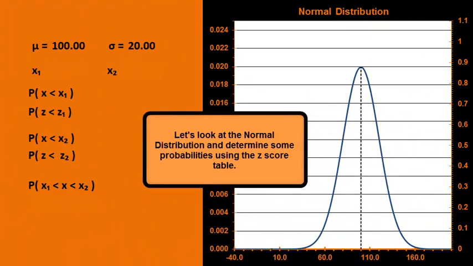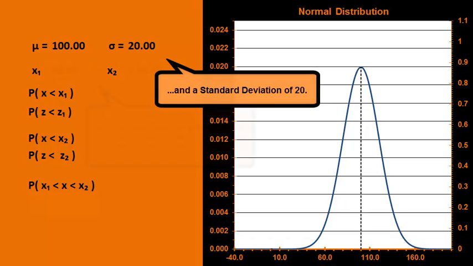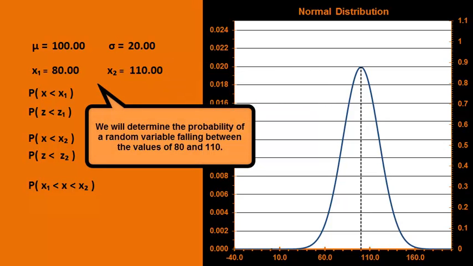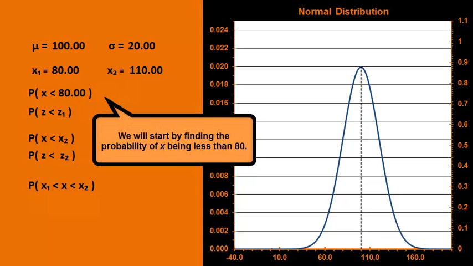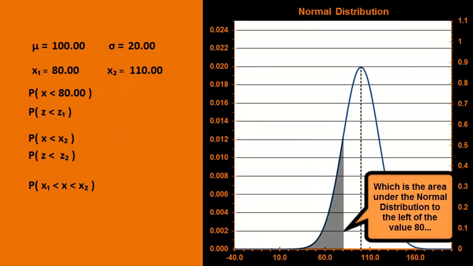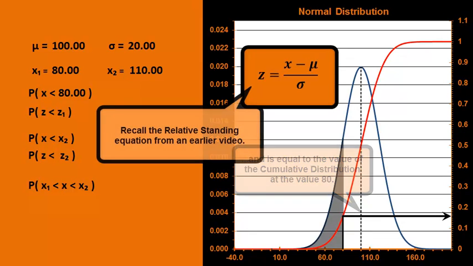Let's look at the normal distribution and determine some probabilities using the z-score table. The distribution for this example has a mean equal to 100 and a standard deviation of 20. We will determine the probability of a random variable falling between the values of 80 and 110. We will start by finding the probability of x being less than 80, which is the area under the normal distribution to the left of the value 80, and is equal to the value of the cumulative distribution at the value 80. Recall the relative standing equation from an earlier video.